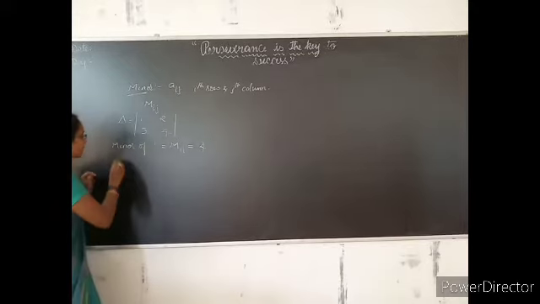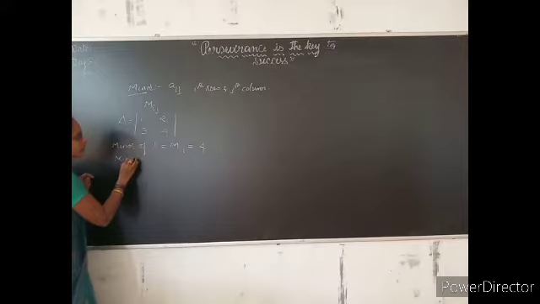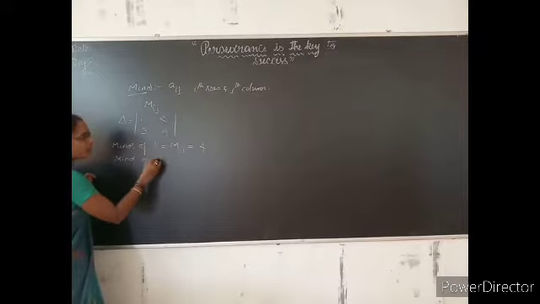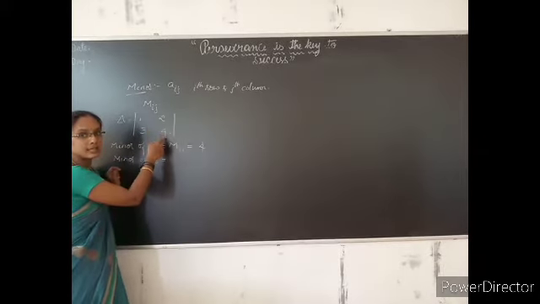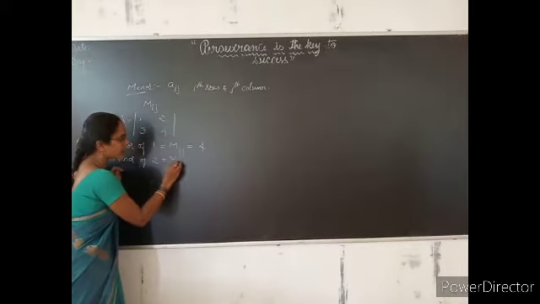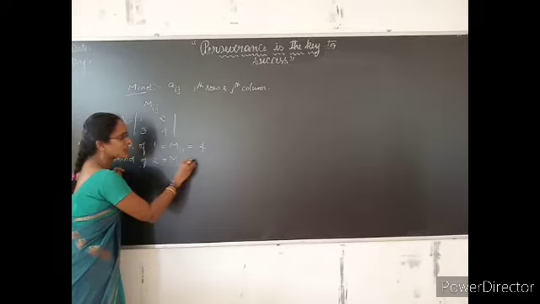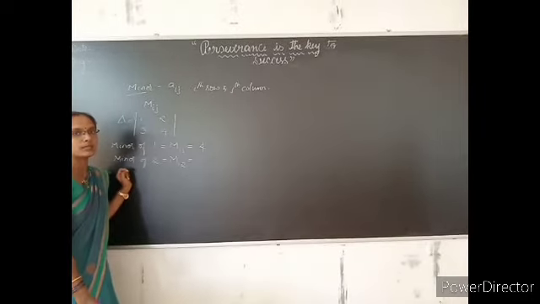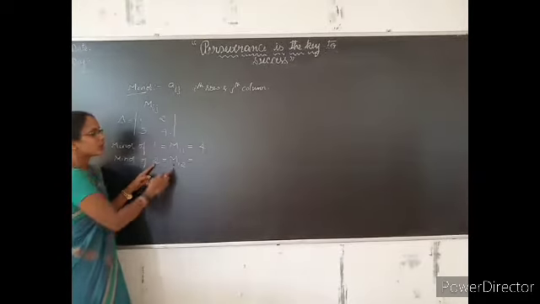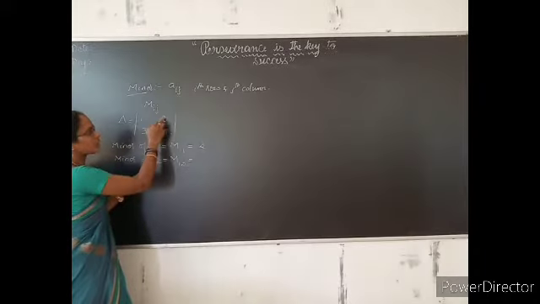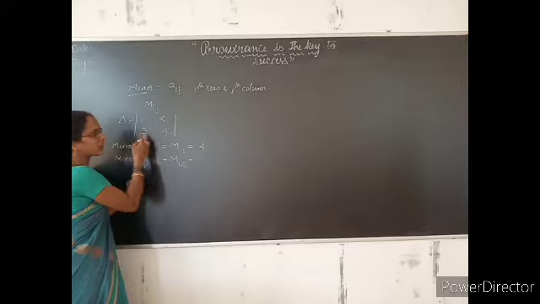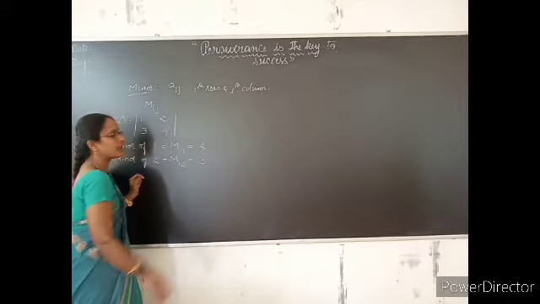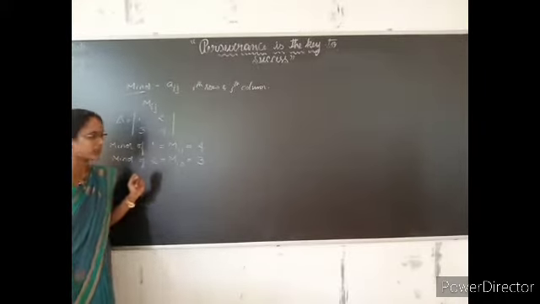Now the minor of the second element, the minor of 2. 2 lies in the first row, second column, therefore we denote this as M12. So capital M12 is the minor of the element 2. This is deleting the first row and second column. If you delete the first row and second column, you will get 3. So the minor of the element 2 is 3.